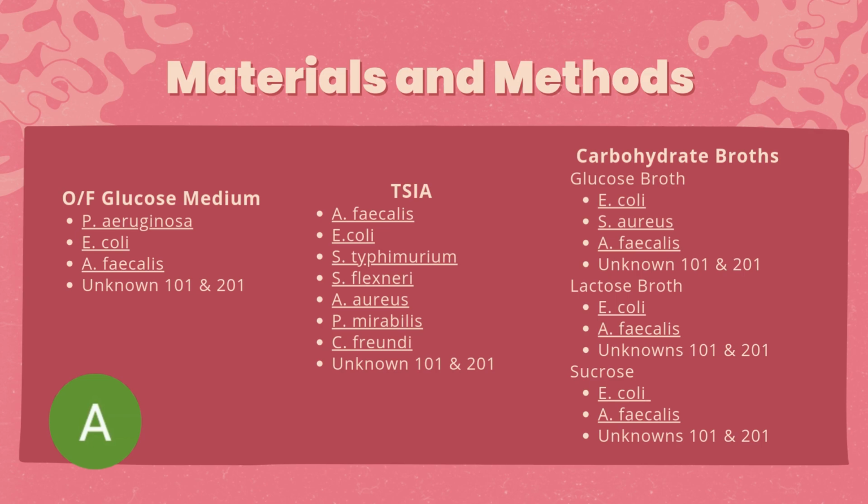Lastly, the bacteria needed for the carbohydrate fermentation tests are E. coli, S. aureus, and A. faecalis, in addition to the unknown samples 101 and 201 for the glucose broth. For the lactose broth, the bacteria needed are E. coli, A. faecalis, and the unknown samples 101 and 201. Lastly, the sucrose broths will be needing E. coli, A. faecalis, and the unknown samples 101 and 201.